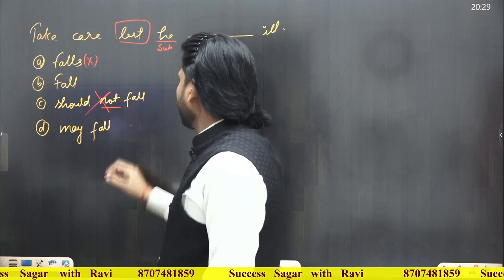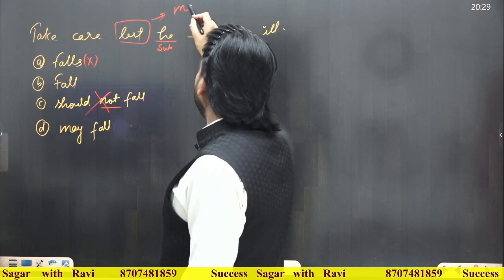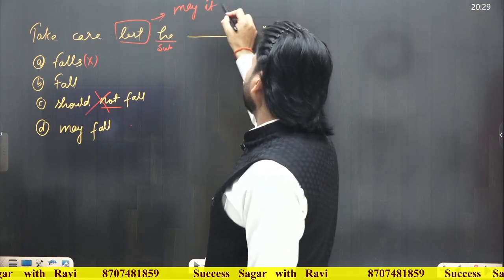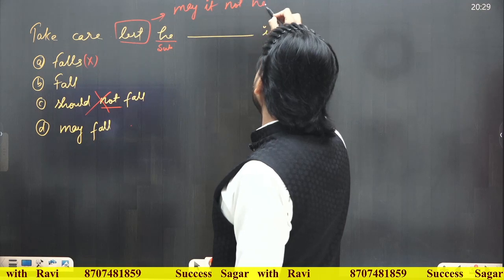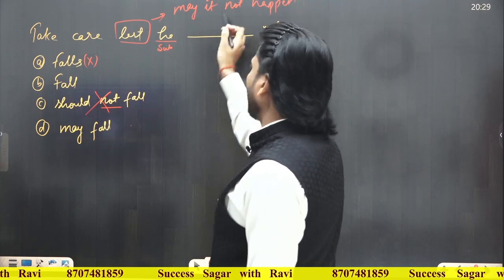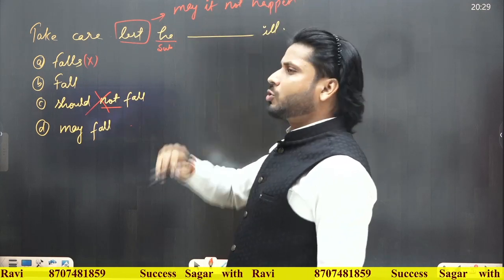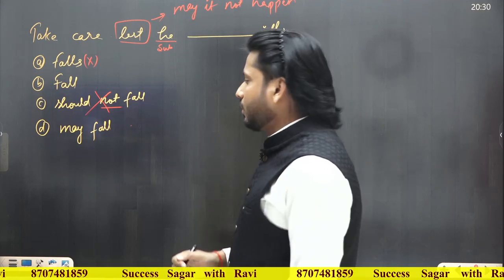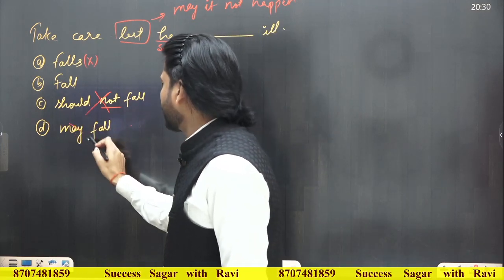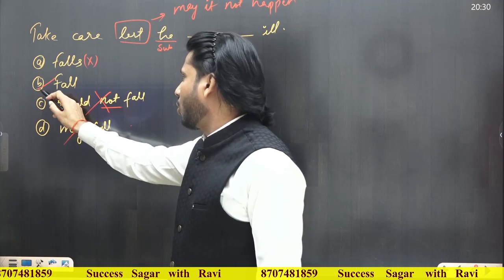What about this one? Lest means may it not happen. May is already used over there. We cannot use another may. So this option is incorrect. So the correct option is option number B.